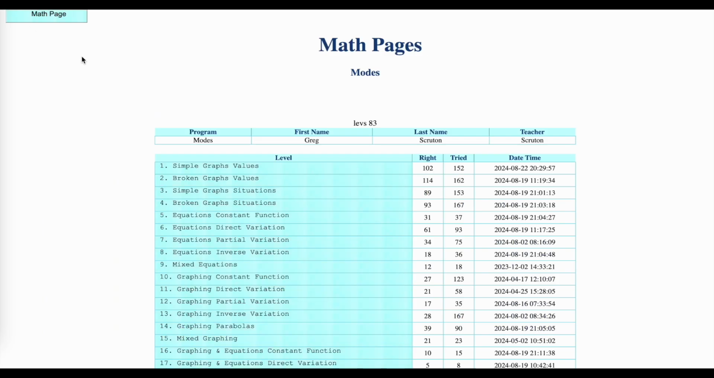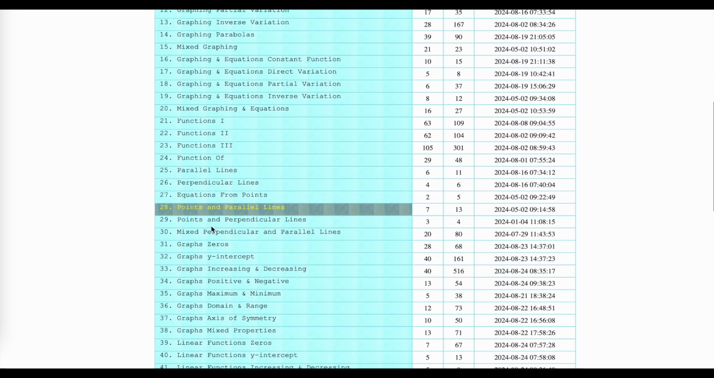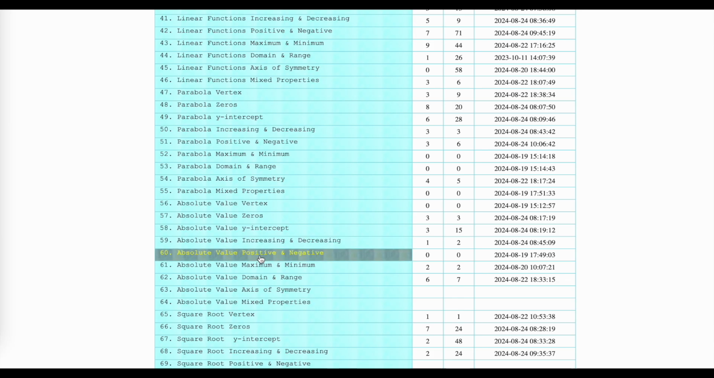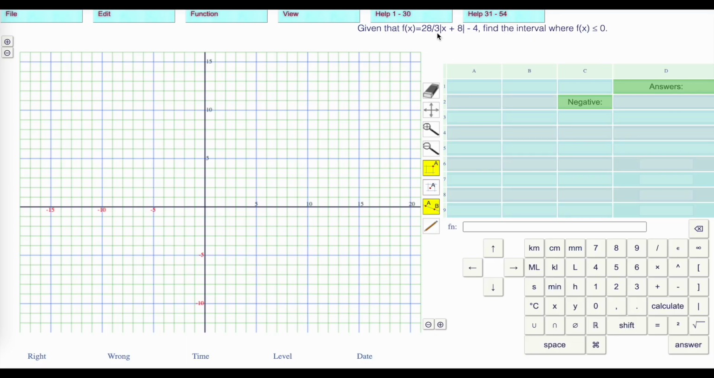Let us go and quickly look at intervals of positive and negative for the absolute value function. When is this function negative? The vertex is (-8, -4). It is opening up. It's going to look something like this. Let's see what exactly it looks like. We're going to have to get these zeros.